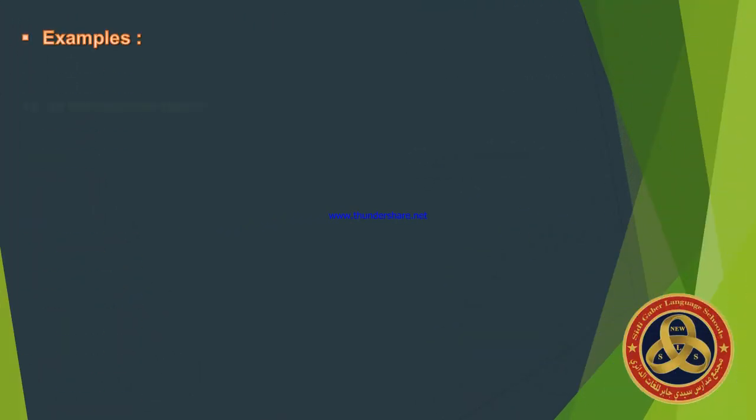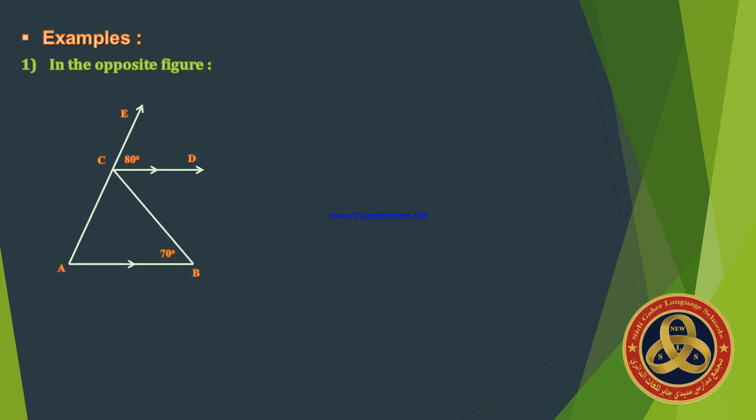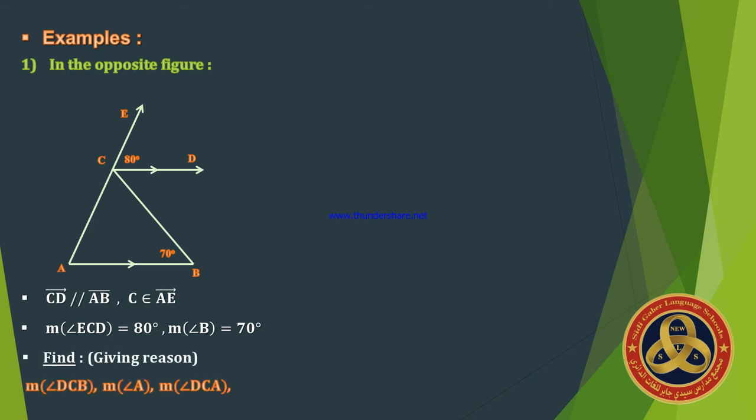Let's have an example. In the opposite figure, ray CD is parallel to line segment AB, and point C belongs to ray AE. The measure of angle ECD equals 80 degrees, and the measure of angle B equals 70 degrees, as shown in front of you. Find, giving reason, the measure of angle DCB, the measure of angle A, and the measure of angle DCA.